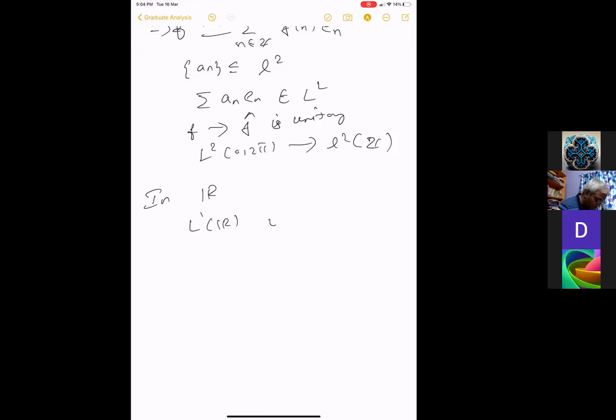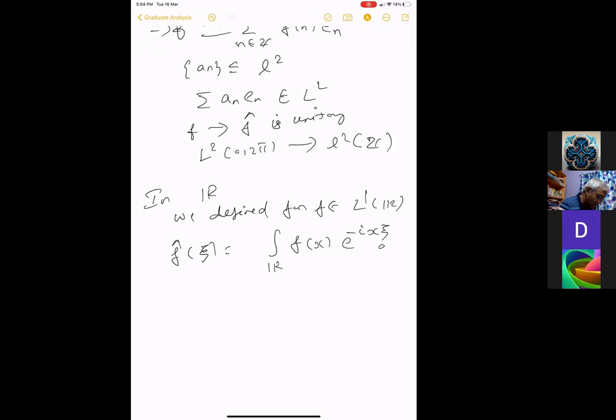We have defined our Fourier transform. For f in L1 of R, we define f hat at xi equal to the integral over R of f of x e to the power of minus i x xi dx. This is how we defined our Fourier transform. When f is in L1, we can define it. When f is in L2, we don't know whether we can define it. But we can restrict the Fourier transform to L1 of R intersection L2 of R.